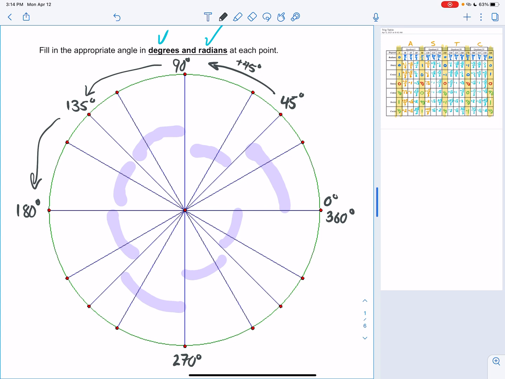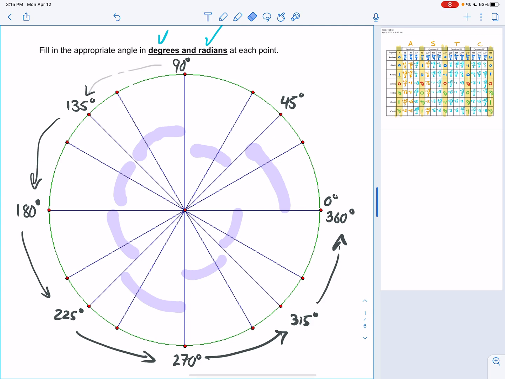Don't do that because you're just watching. Okay, if you add another 45 here, this will be 225 degrees. You add another 45, you get 270. You add another 45, you get 315 degrees. And then another 45 will get you back to 360. But you're not going to draw those arrows. That's really to get you to understand what direction we're going in.